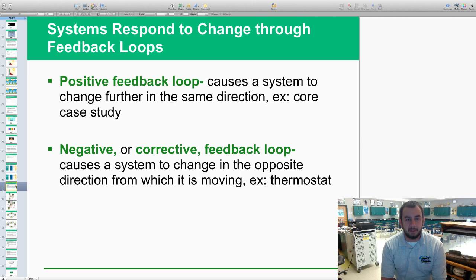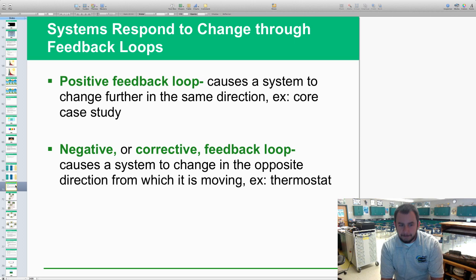There are a couple of different ways systems respond to change, and it's through feedback loops. There are 2 different types, and it is very imperative for you to know what they are and some examples of these for your next quiz coming up. The positive feedback loop is where it causes the system to change further in the same direction. I think of this like the domino effect.